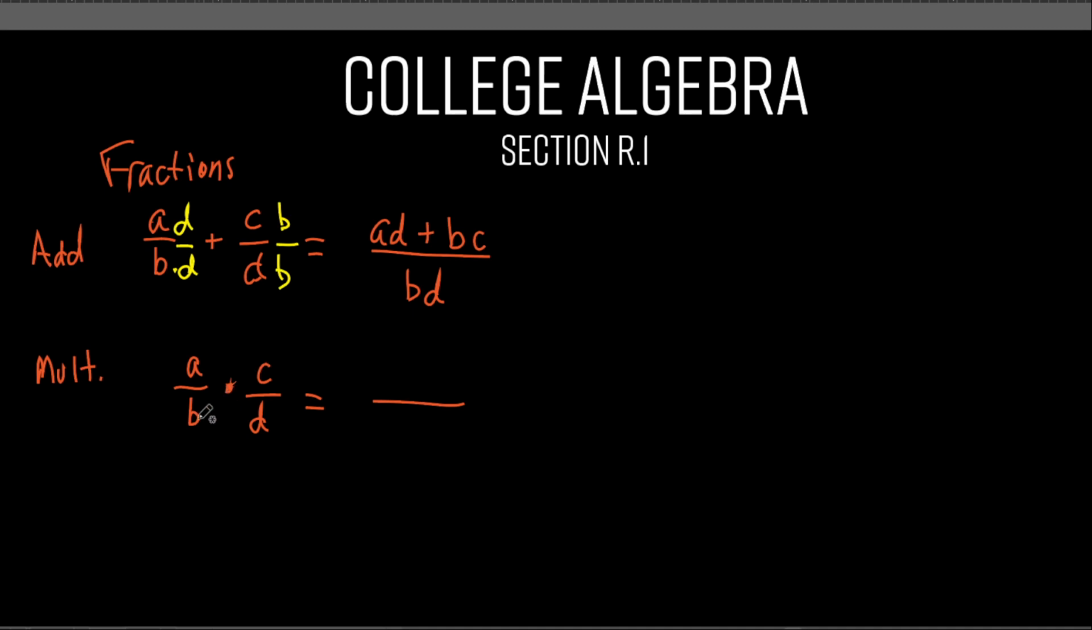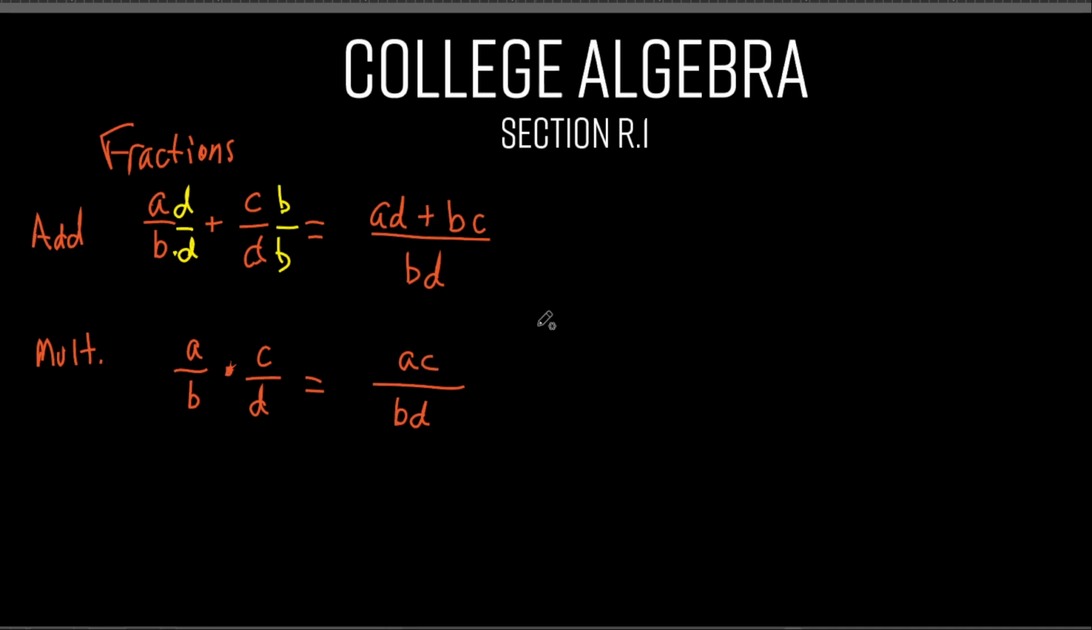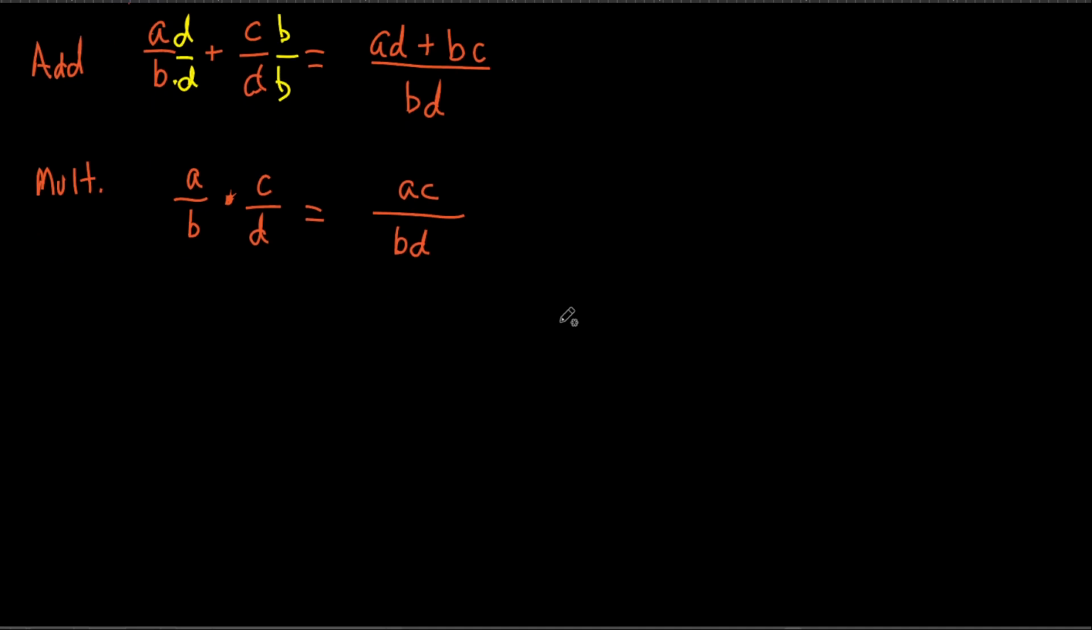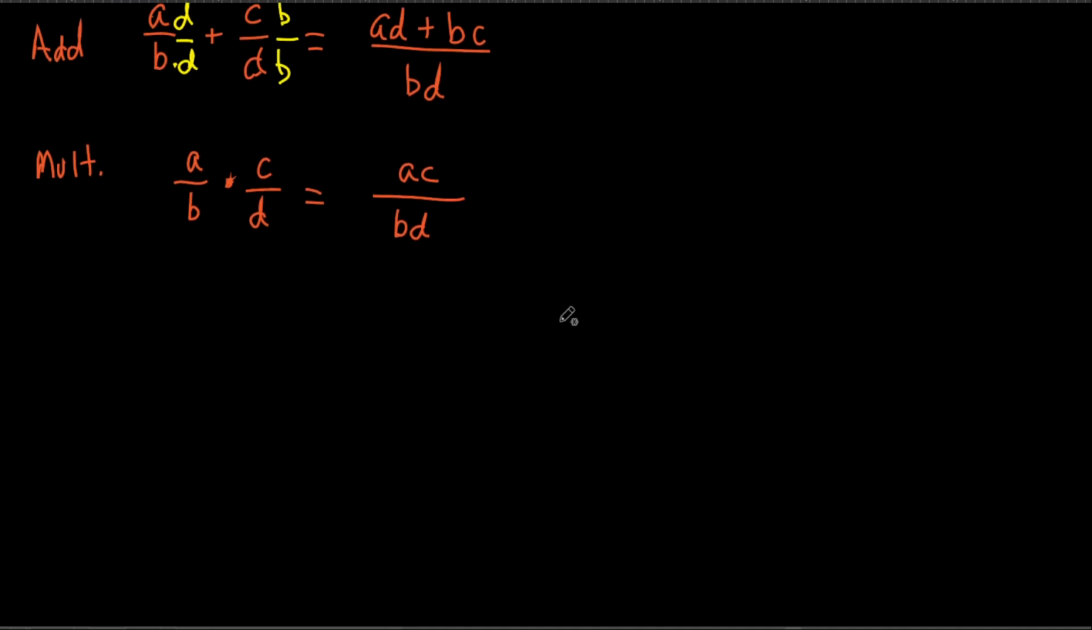All right, so you multiply the bottom and the top. So the bottom is BD, and the top is AC, and that's all there is to it. Super, super easy. All right. Of course, it's going to get way more complicated than that, but for right now, that's it.